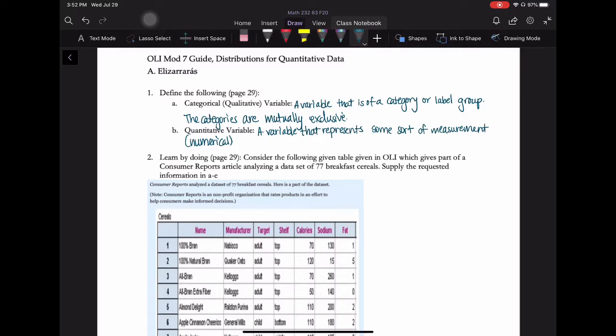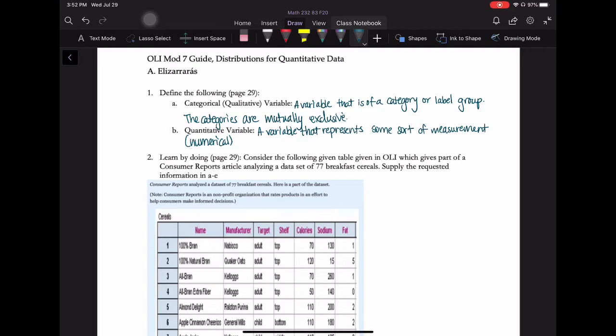First, we've got some definitions, categorical versus quantitative variables, and I think that the definition that's given in the OLI text is okay. They say that you're taking categorical or label values and placing an individual into one of several groups, and each observation can only be placed in one category, and the categories are mutually exclusive.